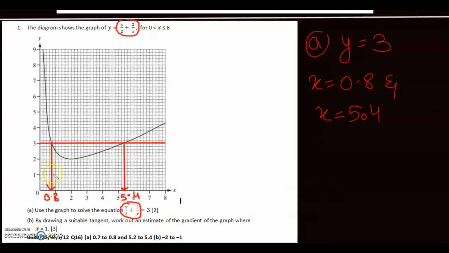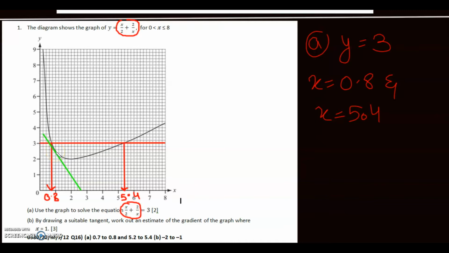Part B, by drawing a suitable tangent, work out an estimate of the gradient of the graph where x is equal to 1. Now where is x equal to 1? Here. This is the point x equals 1. Draw a tangent on this point. The tangent should only cut the graph at that point only, at 1. So hopefully this tangent is only cutting the graph at this point.